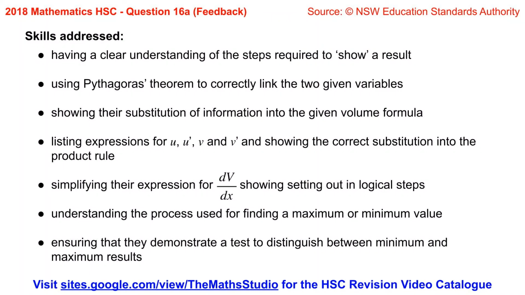The following is the feedback from the Marking Centre for question 16a. Skills addressed: having a clear understanding of the steps required to show a result, using Pythagoras' theorem to correctly link the two given variables, showing their substitution of information into the given volume formula, listing expressions for u, u dash, v and v dash, and showing the correct substitution into the product rule, simplifying their expression for dv dx, showing setting out in logical steps, understanding the process used for finding a maximum or minimum value, and ensuring that they demonstrate a test to distinguish between minimum and maximum results.